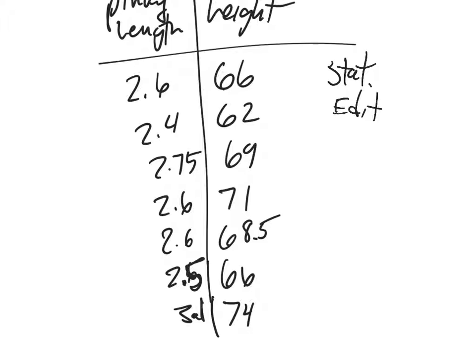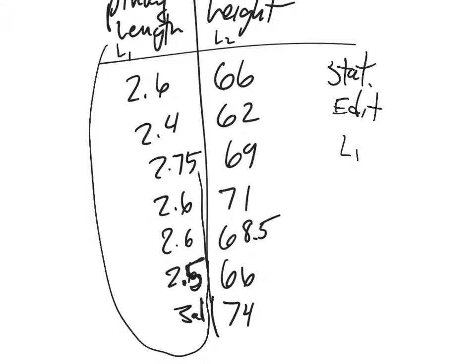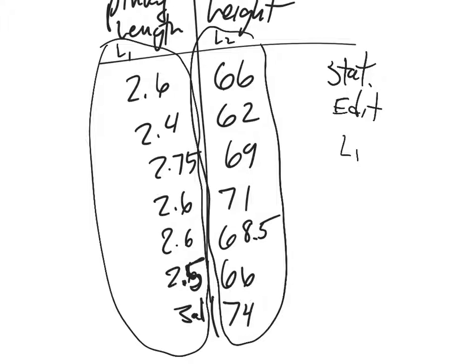And now you go to L1, which is List 1. And List 1 is where we're going to put all the pinky lengths. L1 is here, and L2 is the heights. So this is the part where you just type all of them in. In L1, you're going to type in all these numbers. In L2, you're going to type in all these numbers. All right.